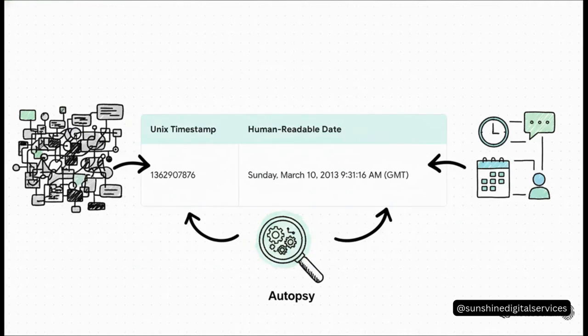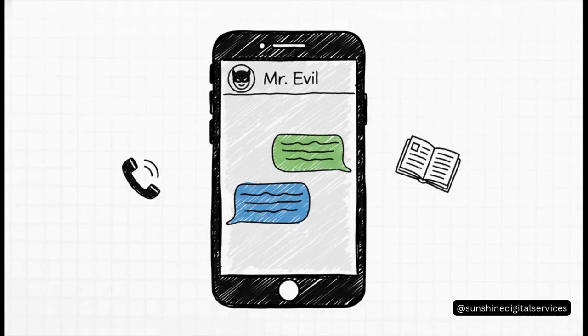This slide is a perfect example of translation. See, a computer doesn't see Sunday at 9:31 a.m. It just sees a really long string of numbers called a Unix timestamp. One of the most critical things Autopsy does is turn that raw machine language into plain English that a jury can actually understand. And it goes even deeper.